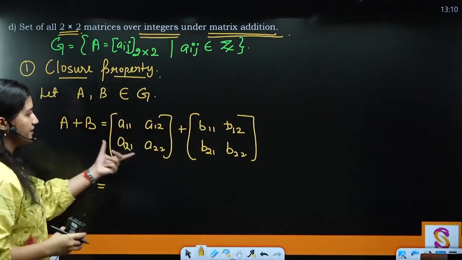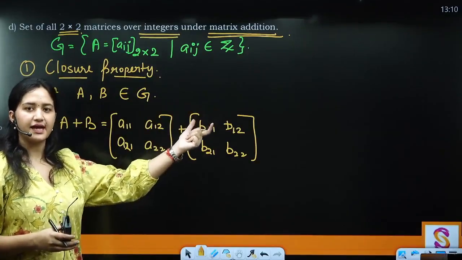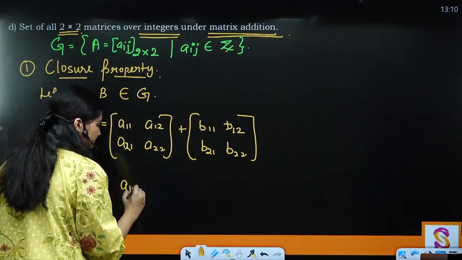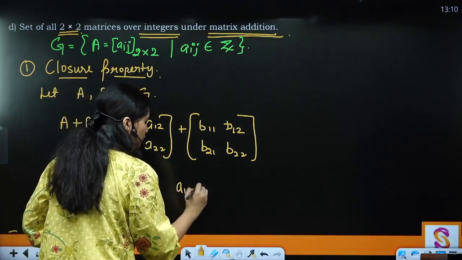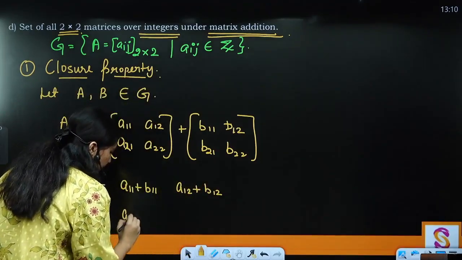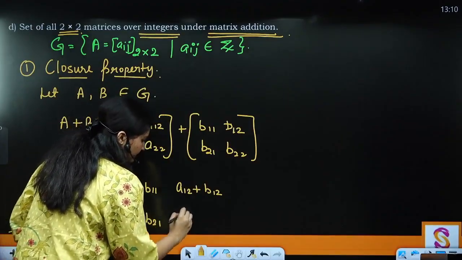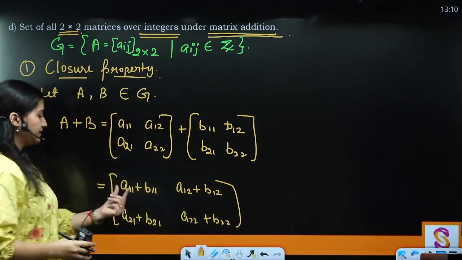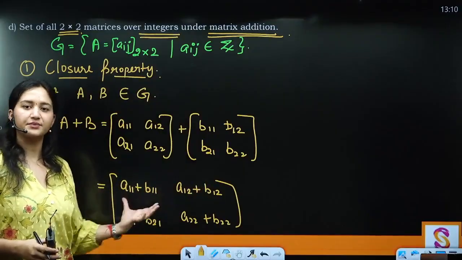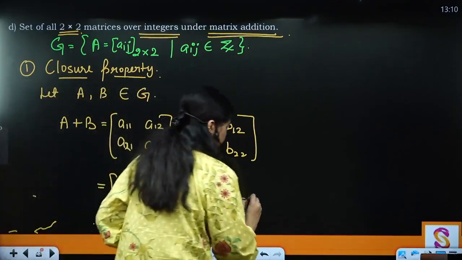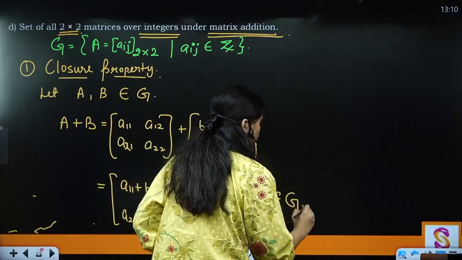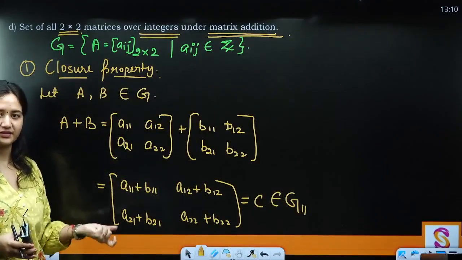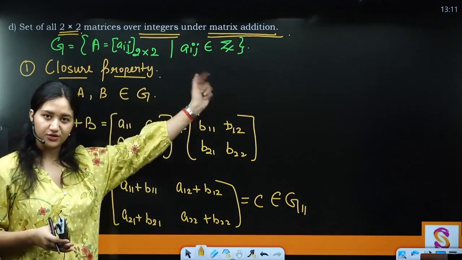So when we are adding the two matrices, respective terms are added. That means iska first term and iska first term is going to be added. So A11 plus B11, then A12 plus B12, then A21 plus B21, and finally A22 plus B22. And we can clearly see that all of these are integers only. So addition of these numbers is always going to be an integer. So if I call this matrix C, this is also going to belong to the set G, that is the set of all 2 cross 2 matrices where the entries are being taken from the set of integers. Clear?